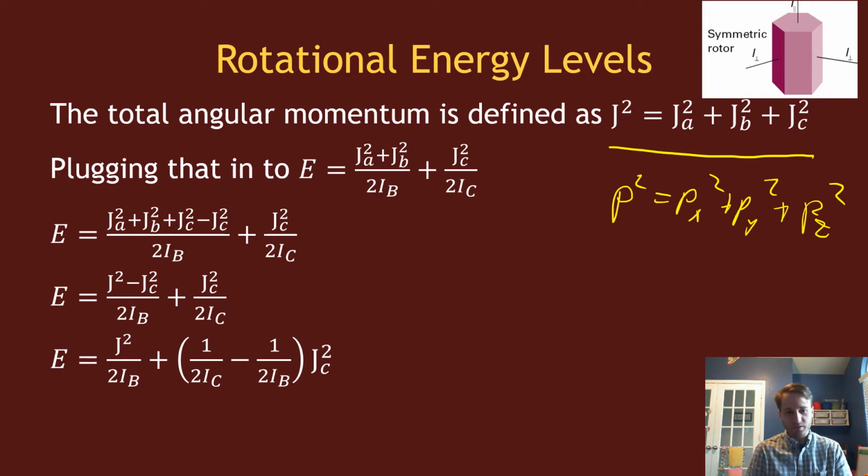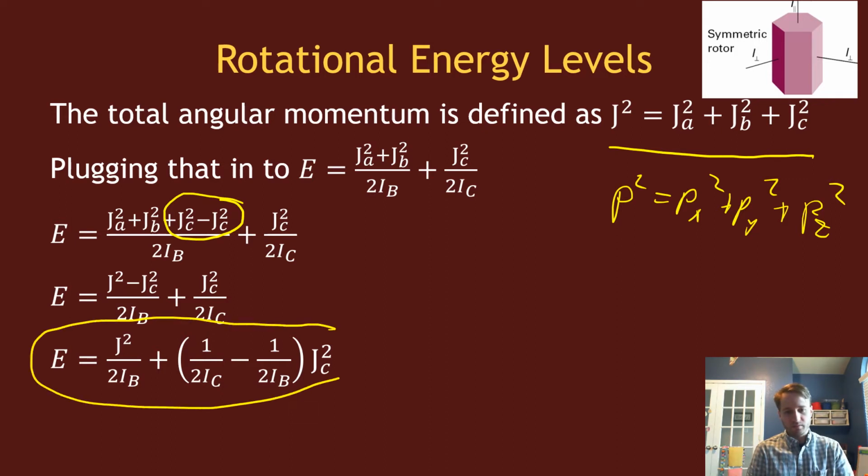And what we're going to use here is I'm going to add and subtract JC to this first term, so that I can simplify this as J squared minus JC squared, which then leaves me with this term here, where I have my energy in terms of the total angular momentum squared divided by 2 times the moment of inertia in the B direction, plus the difference in 1 over these moments of inertia times the angular momentum in the C direction.